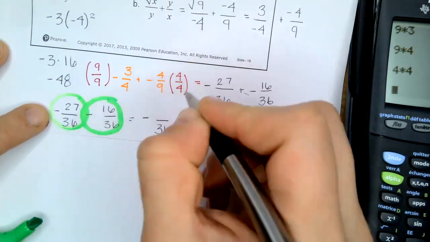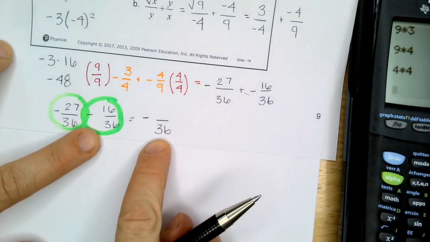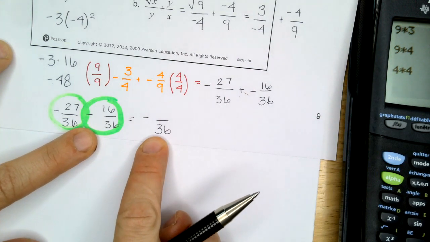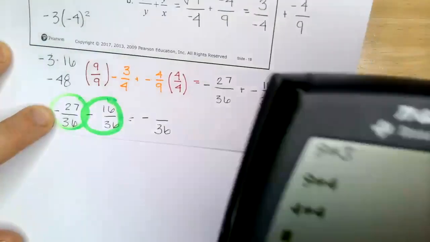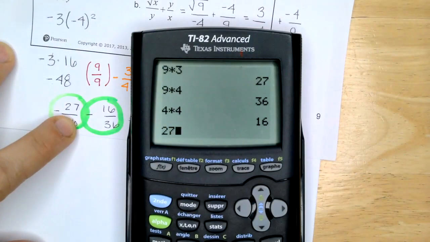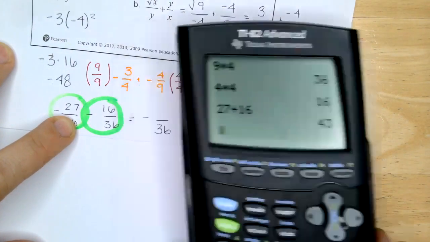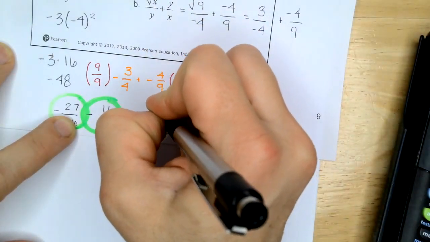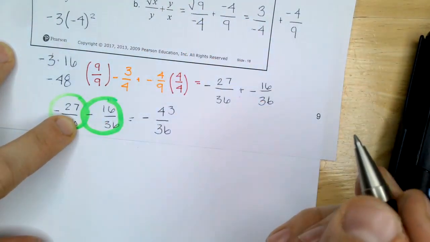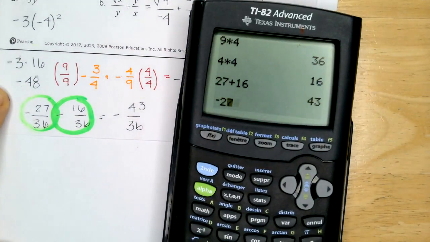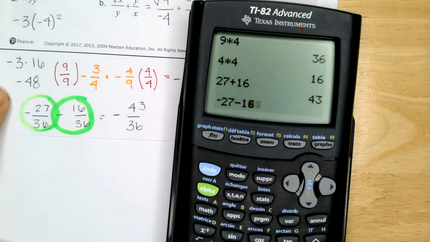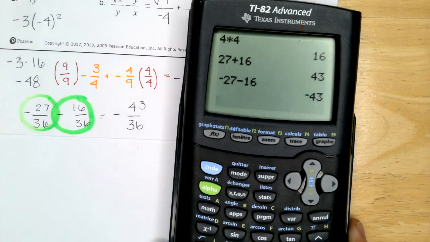If it has a common denominator and we're adding and subtracting, we just keep that common denominator, okay? Now we're gonna say 27 and 16, same sign, so we're adding. 27 plus 16 is 43. Our answer is -43/36. And we can just make sure negative 27 minus 16 is also negative 43.